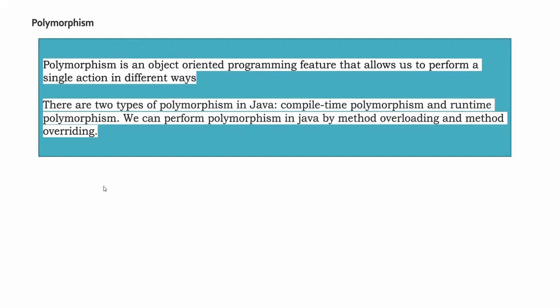This is about inheritance. Let's see the last one, which is polymorphism. This is the last pillar. Polymorphism is an object oriented programming feature that allows us to perform a single action in different ways. Poly means multiple forms. It is the ability of a class to acquire multiple forms, which is called polymorphism.